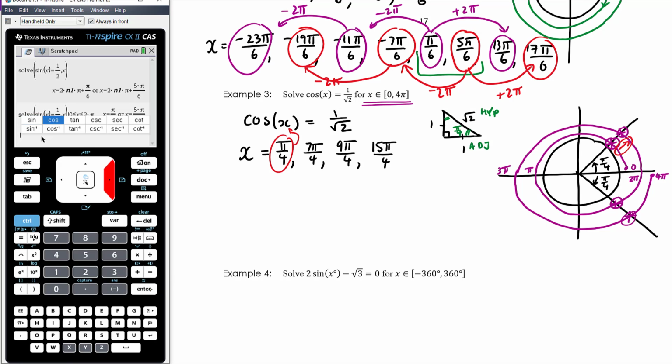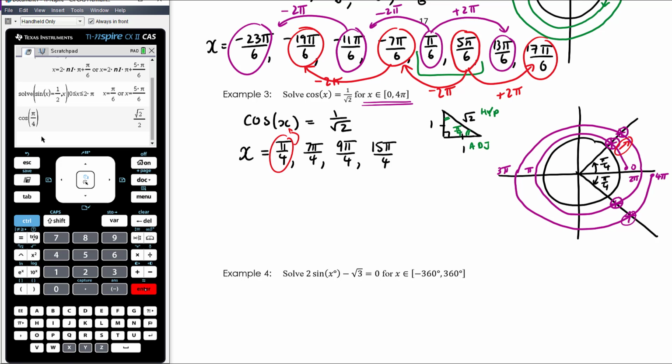Cos of pi on 4 is root 2 on 2, which as you know is the same as 1 on root 2. We could also try cos of 7 pi on 4. Also root 2 on 2. We can try cos of 9 pi on 4. Also root 2 on 2, which is 1 on root 2. Cos of 15 pi on 4. So these are all values that make this equation true. They're all locations in the unit circle where the x-coordinate is 1 on root 2 or root 2 on 2.